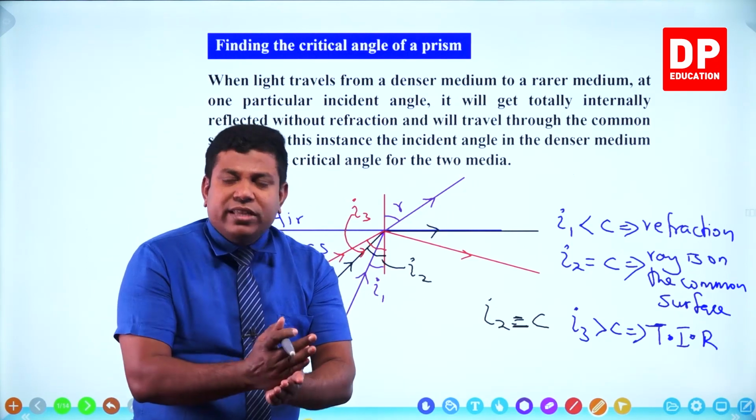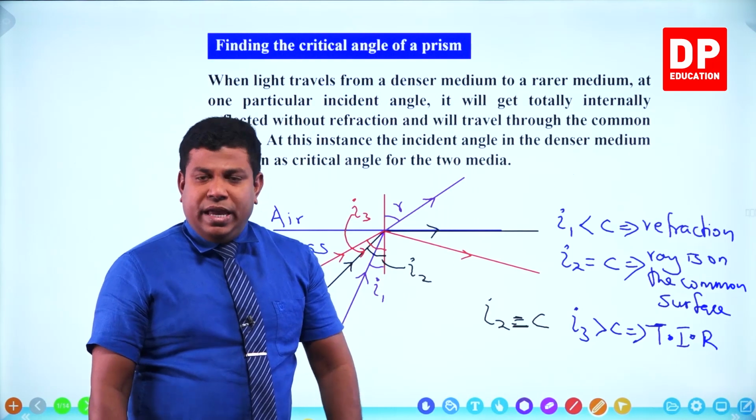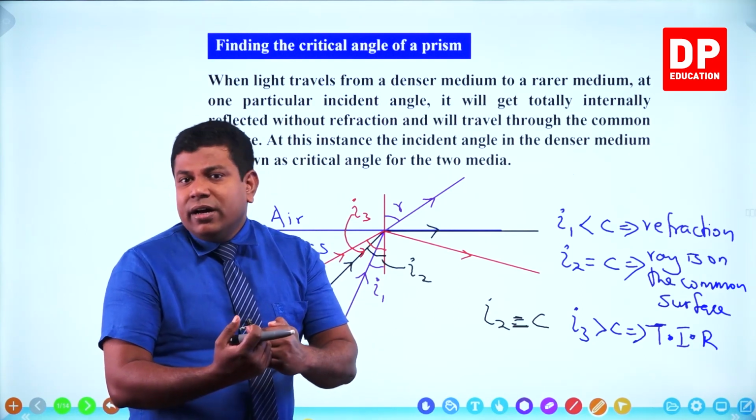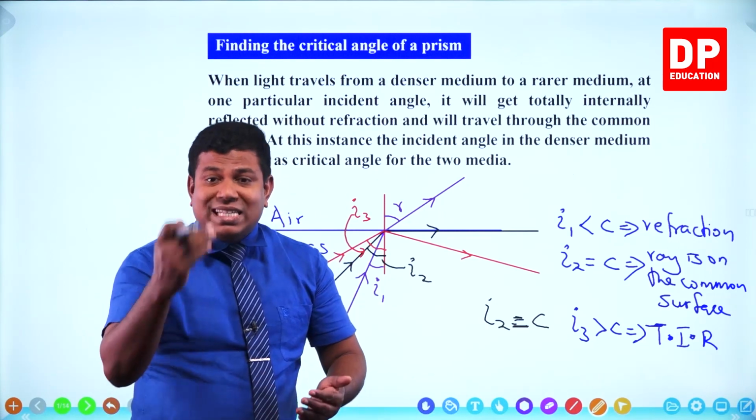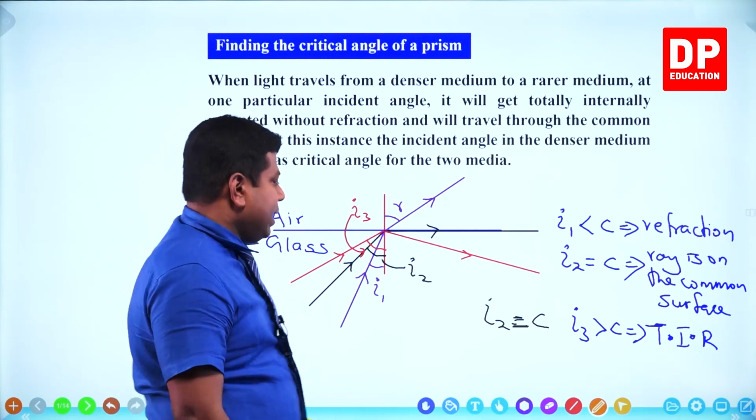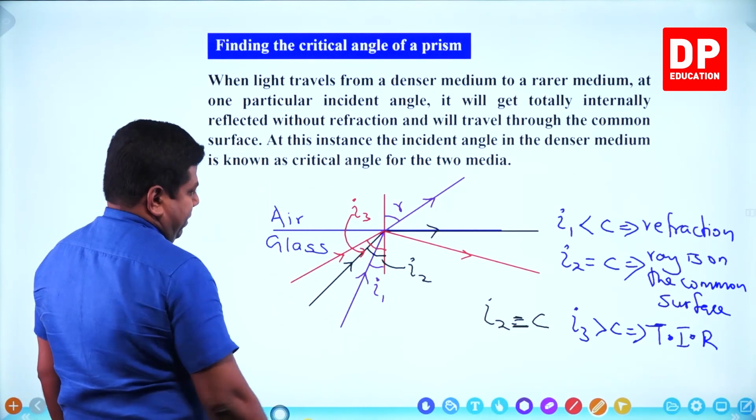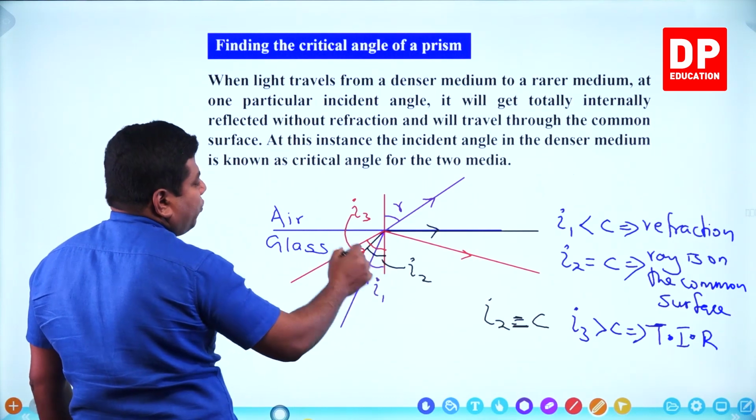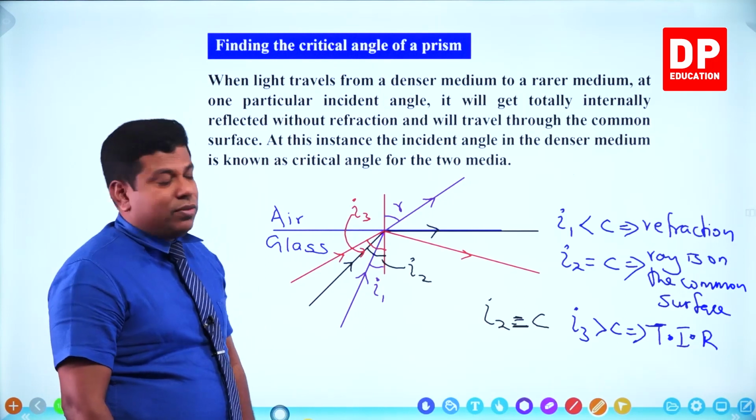If it is greater than the critical angle, it gets reflected. If it is less than the critical angle, it emerges into the next medium. Right? So that's the concept of critical angle. Now we are going to see how to find the critical angle of this medium.